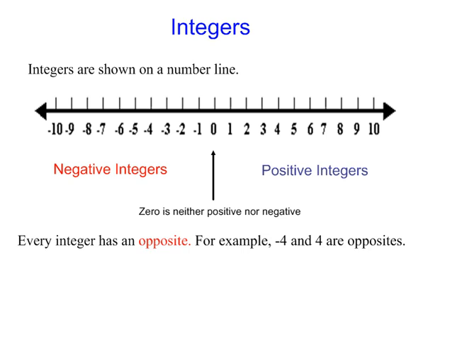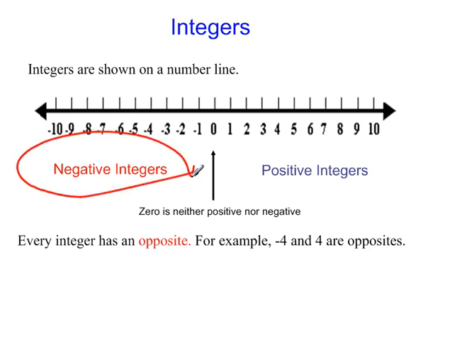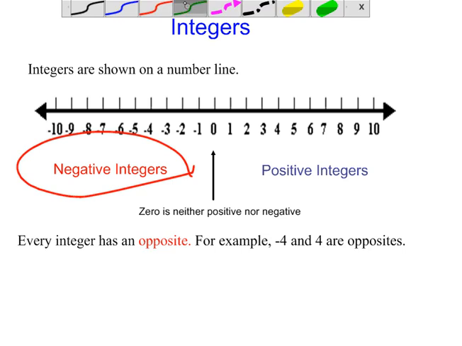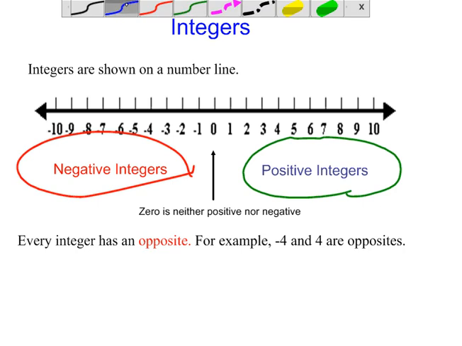So the first thing that you need to know and remember about integers is that you can look at integers on a number line. And all of the negative integers are to the left of the zero. So all of these are the negative integers. And all of the positive integers are to the right of the zero on a number line. And keep in mind that 0 is neither positive nor negative.